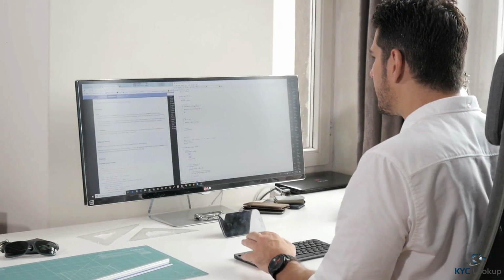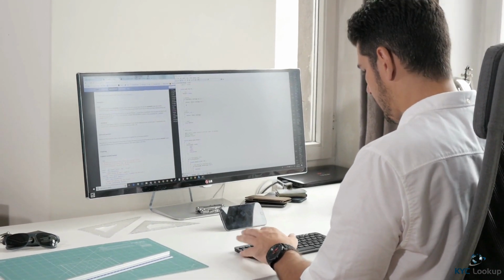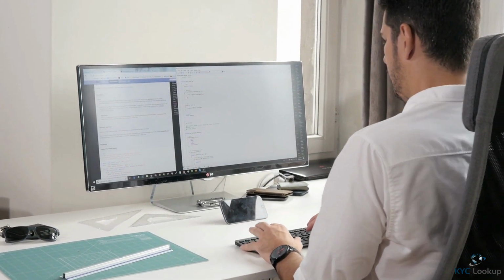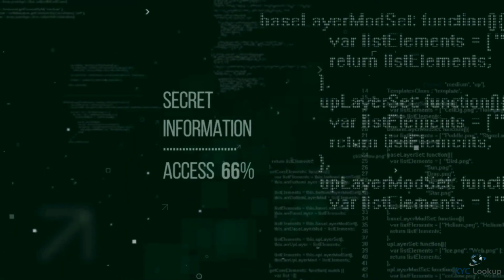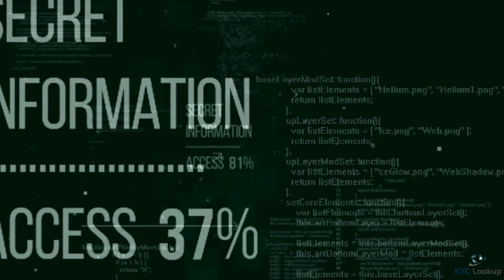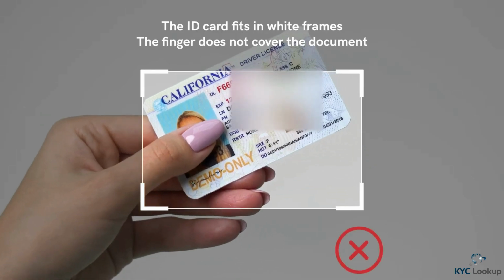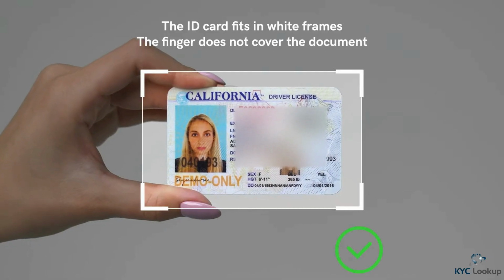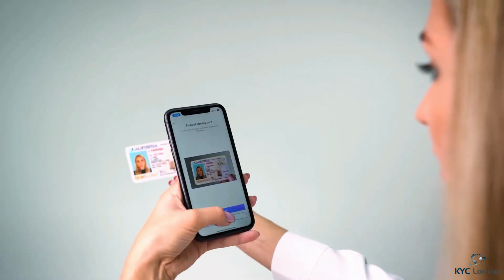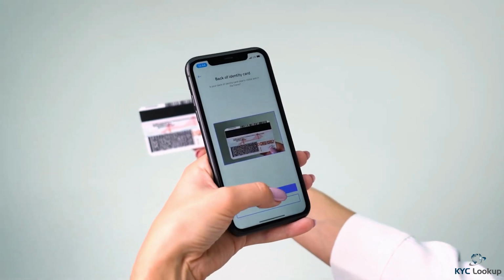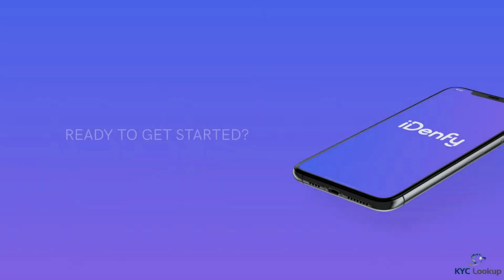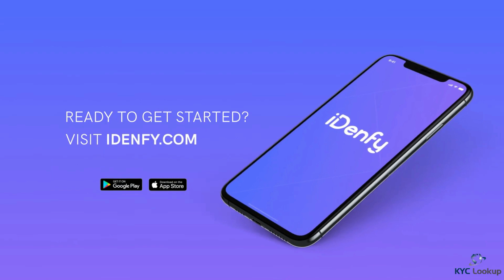So in summary, not automating KYC processes can lead to operational inefficiency, compliance risk, higher costs, and a less than ideal customer experience. In a rapidly evolving regulatory landscape, where the consequences of non-compliance can be severe, automation has become essential for financial institutions to stay competitive, reduce risk, and provide seamless customer onboarding experience. And iDenfy can help you do this.